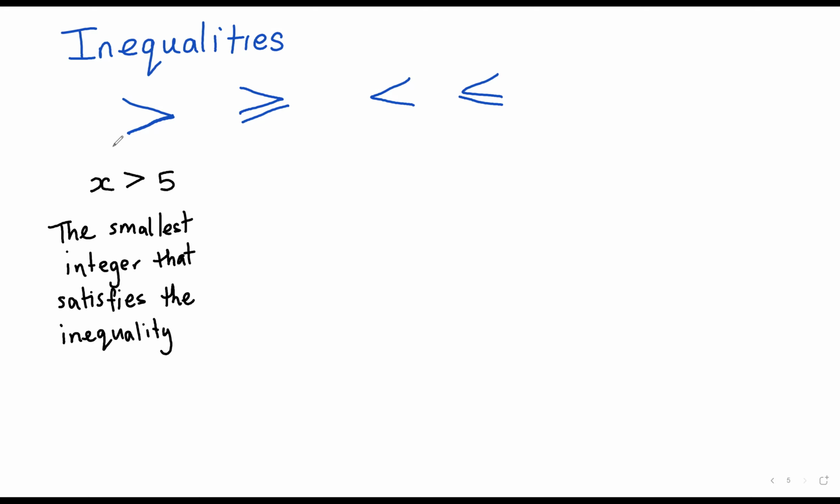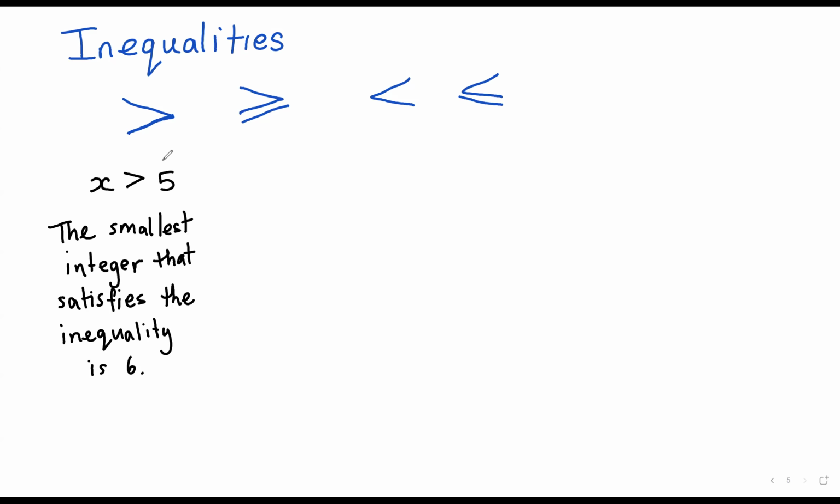And it could be just decimals too. It could be like 5.5 or 5.9, 6.7. However, when they ask you for integers, integers are whole number values. So the smallest integer that satisfies this inequality here is 6, right? Because 6 is the smallest whole number that is bigger than 5.